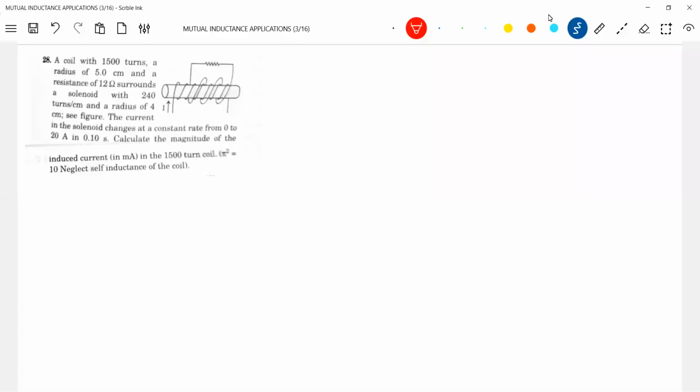And what is the magnetic field produced by the solenoid? Mu naught N i. Is that okay? So this is a solenoid with 240 turns and radius of 4 centimeter. Where is the coil? I think this is a coil.